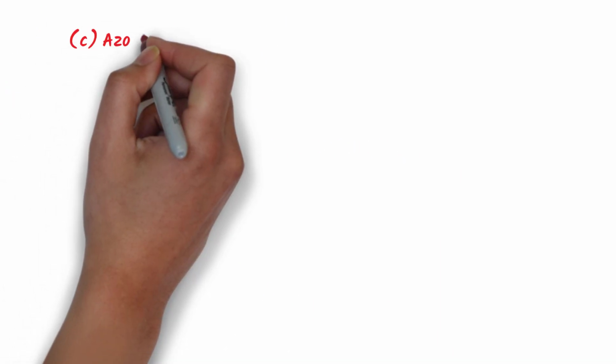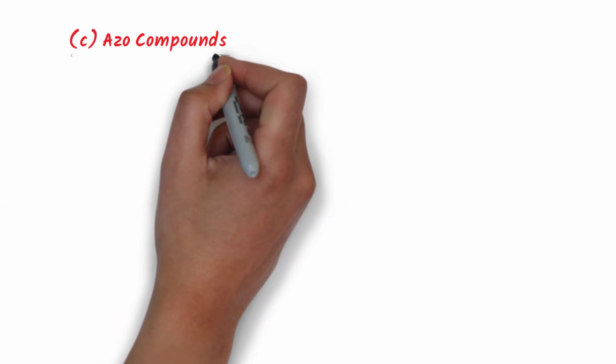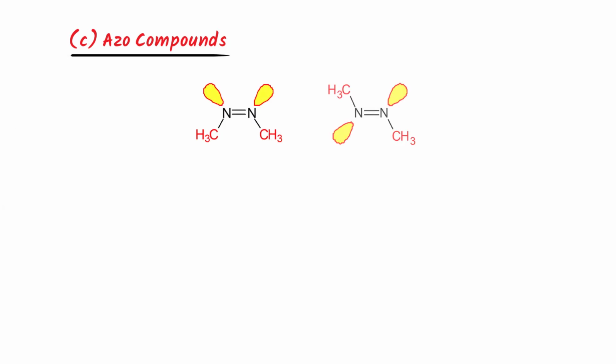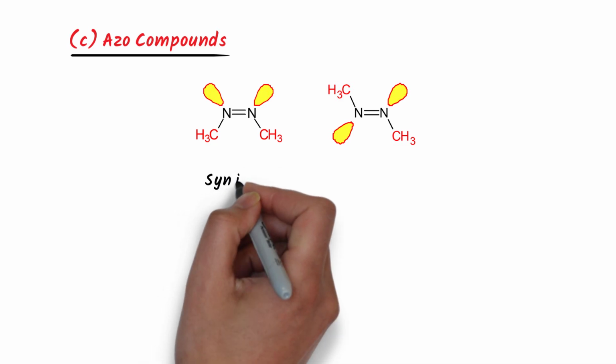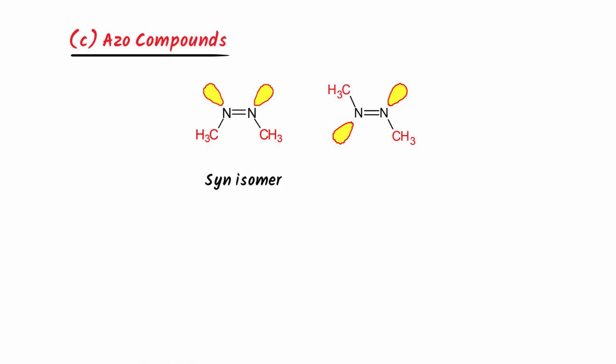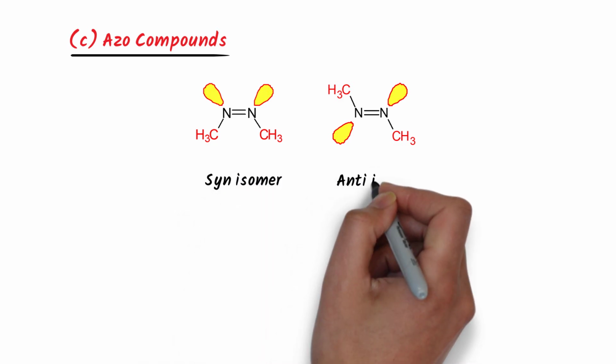Next, we have azo compounds. Azo compounds are the compounds containing N double bond N. Now, as you see the two examples over here, we have nitrogen double bond nitrogen, so there is obviously a restricted rotation. Next, each nitrogen contains one methyl and one electron density, so it's different. As you see, the two methyls are on the same side, so the first isomer will be syn, while the other will be an anti isomer.